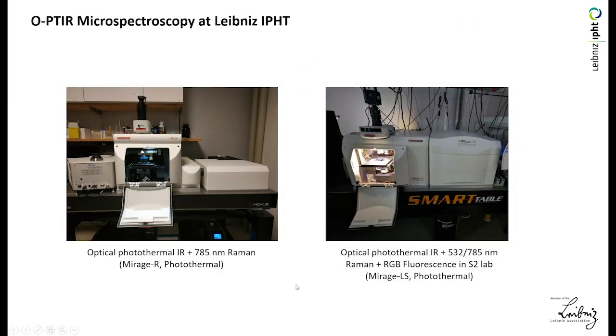We are in a lucky situation in Jena to have already two instruments. The Mirage R was installed in 2020, the first instrument in the field with a 785 nanometer probe laser. And then 1.5 years ago, a second generation instrument, the Mirage LS, with two probe lasers, 532 nanometer and 785 nanometer, and a fluorescence channel, was installed in a different lab in Jena, where we can also perform experiments under safety level 2 conditions.